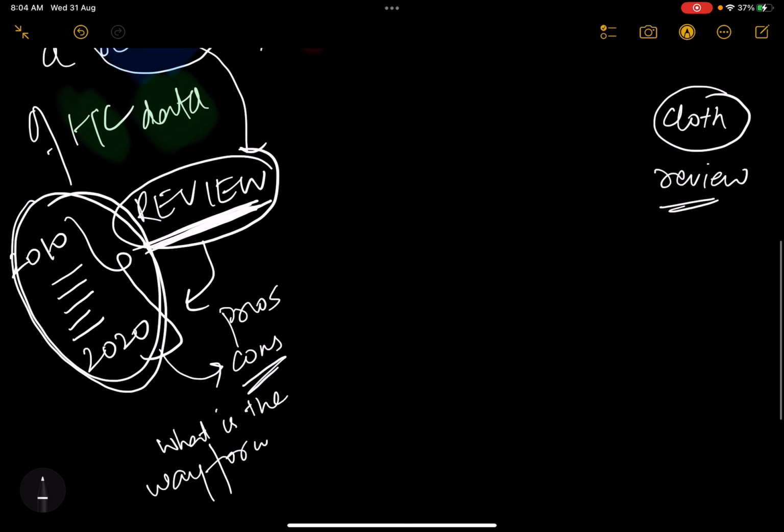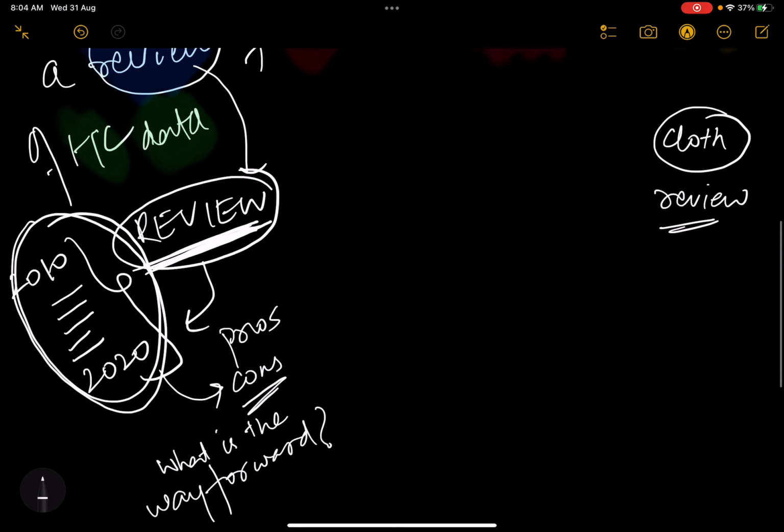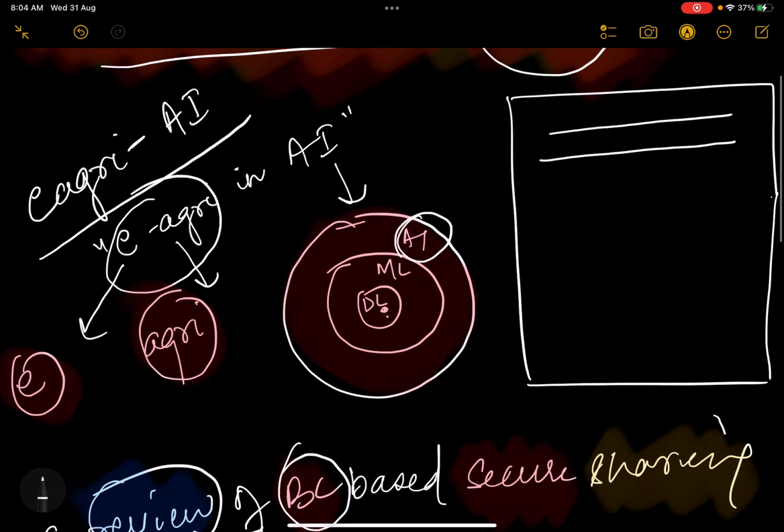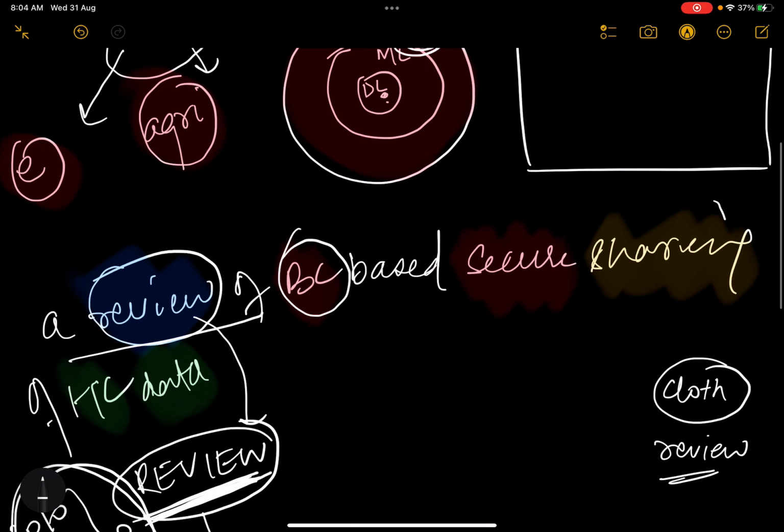Right? That is what review means. A review of what? Blockchain. Now blockchain, like AI, is a very big term. Similarly, blockchain is also one technology. It is a technology. So we are not just saying blockchain. We are not writing a review of blockchain.